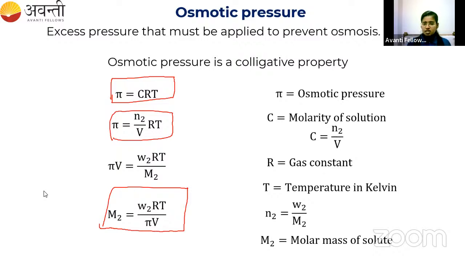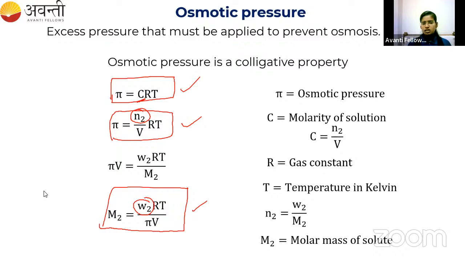If concentration is given to you directly in the question, then you can go for the first formula. If number of moles and volume both are given, then you have to use the second formula. If only the mass is given to you, then you have to go for the third formula. Got it? So you have to look into the question, and according to the information given, take the corresponding formula and solve accordingly. Clear?